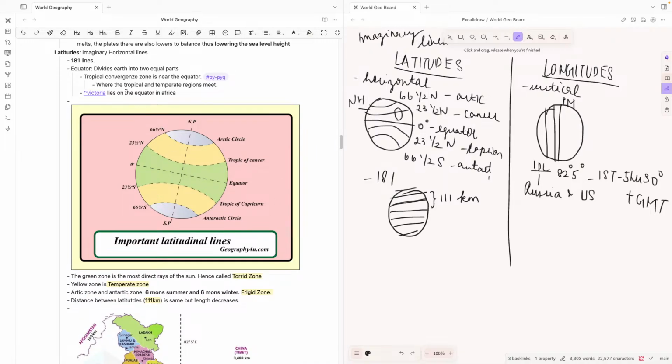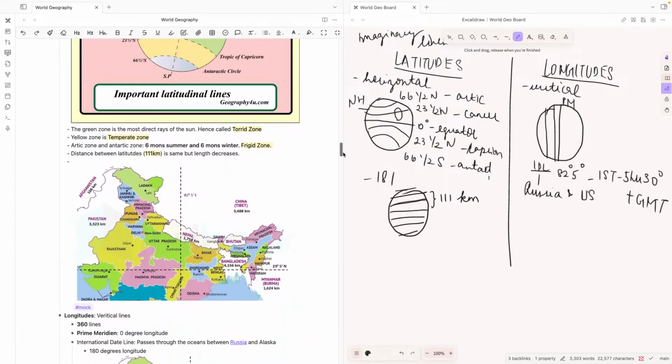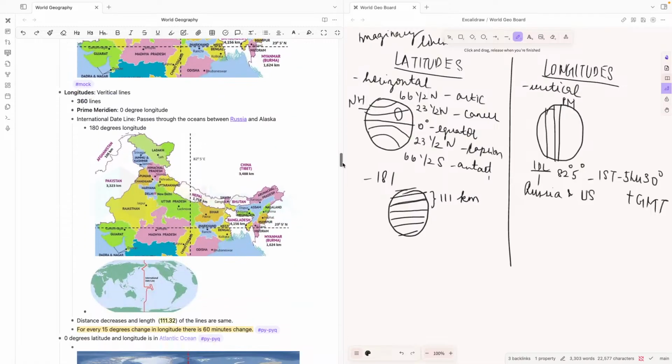Another fact about the equator is that Lake Victoria in Africa lies exactly on the equator. Longitudes. There are 360 longitudes, compared to the 181 latitudes. Sorry, there are 361 longitudes because for each 1 degree there is a longitude line, right? Unlike here where the length changes, here the length remains the same, but the distance between them changes.